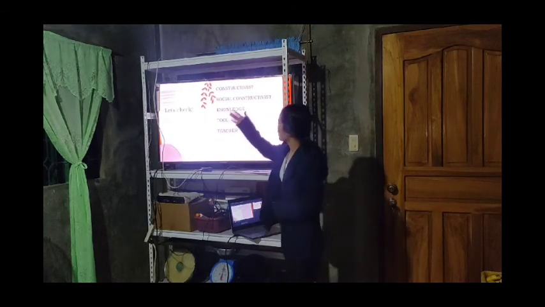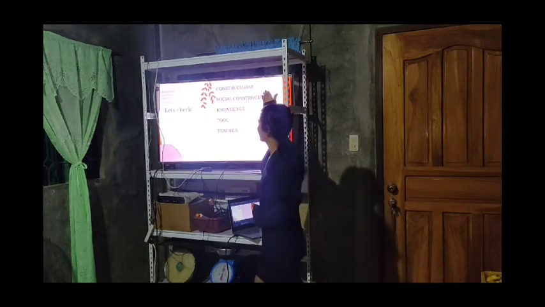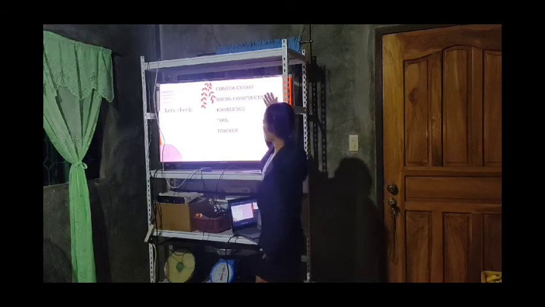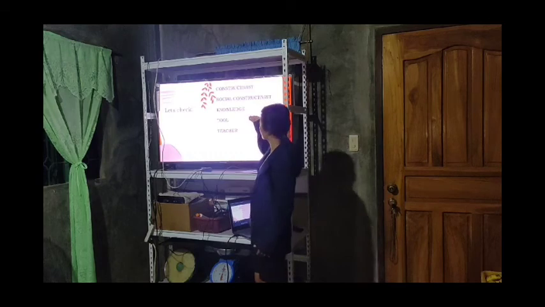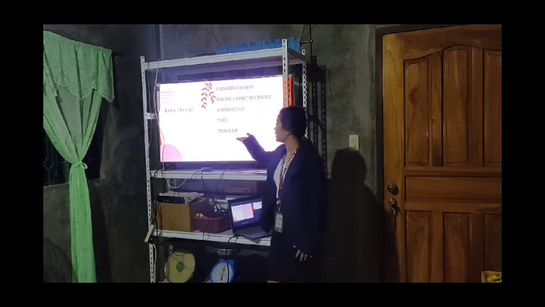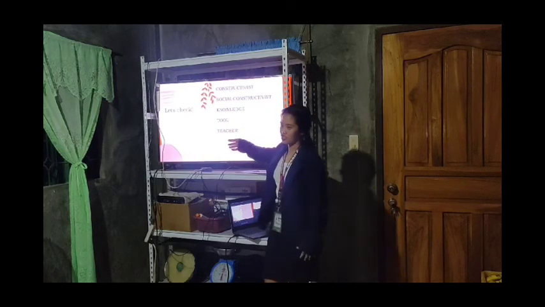So, the first jumbled word is constructivist, social constructivist, knowledge, tool, and the last one is teacher.